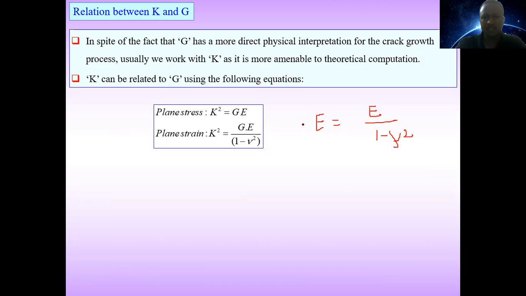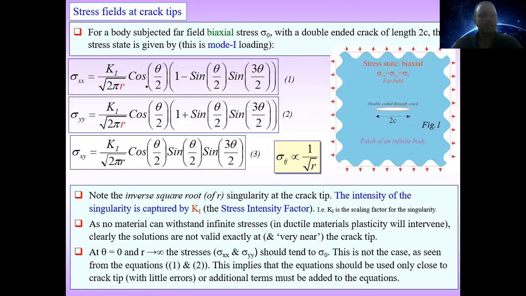So because of that, this is substituted with this value for the plane strain case. Okay, the stress fields at the crack tips, for the body subjected to far field biaxial stress. Look, here there is biaxial stress, stress in the Y, stress in the X. And there is a crack here, a double ended through crack, 2C.